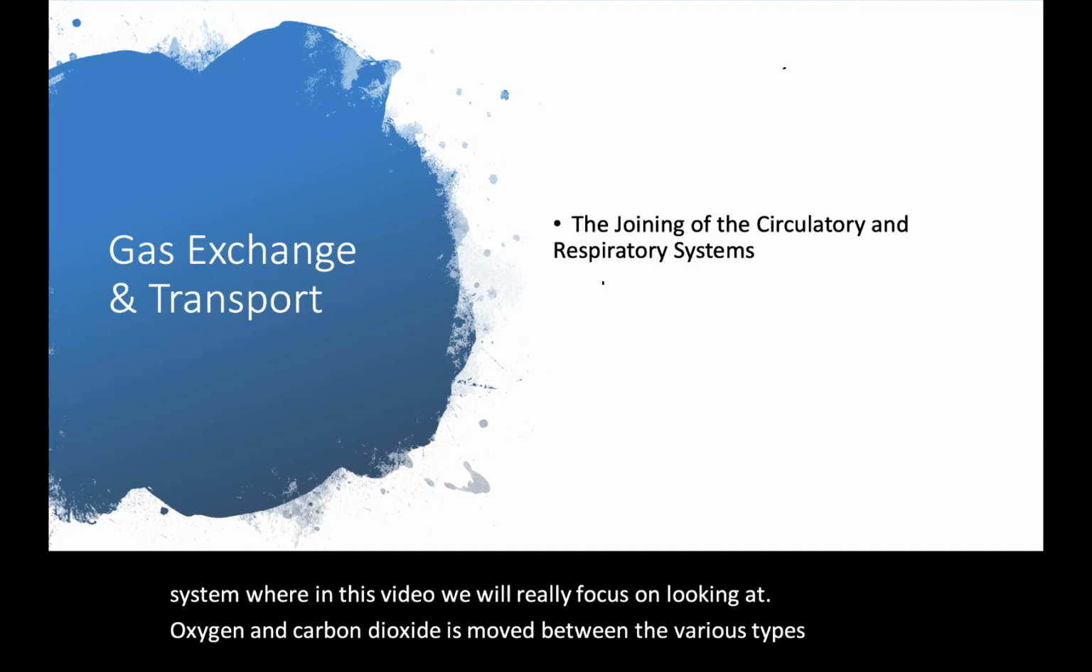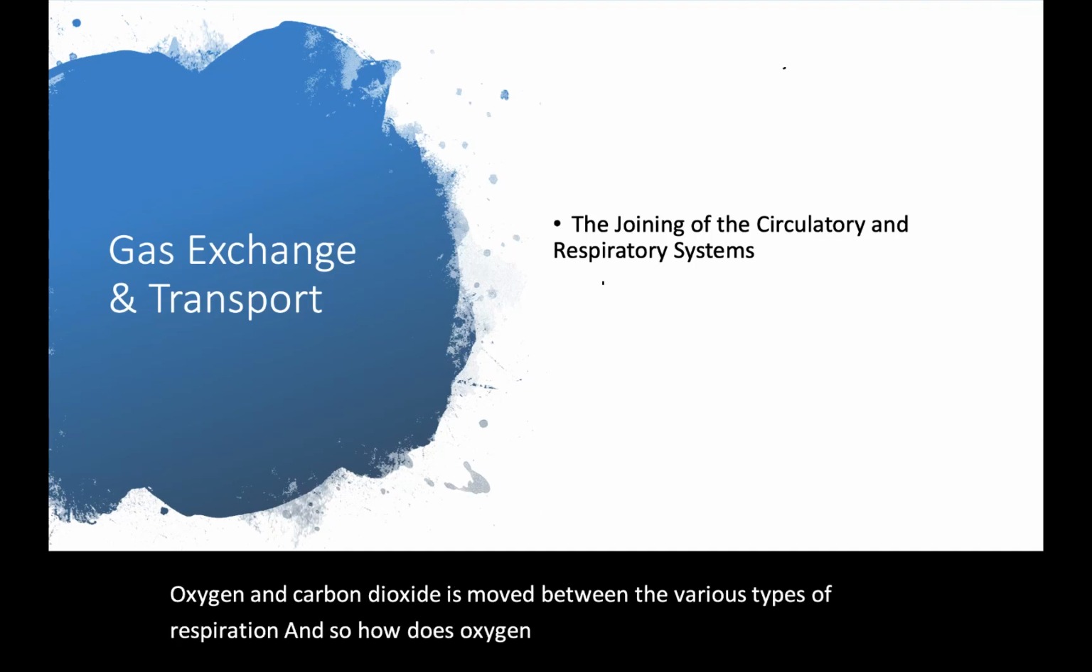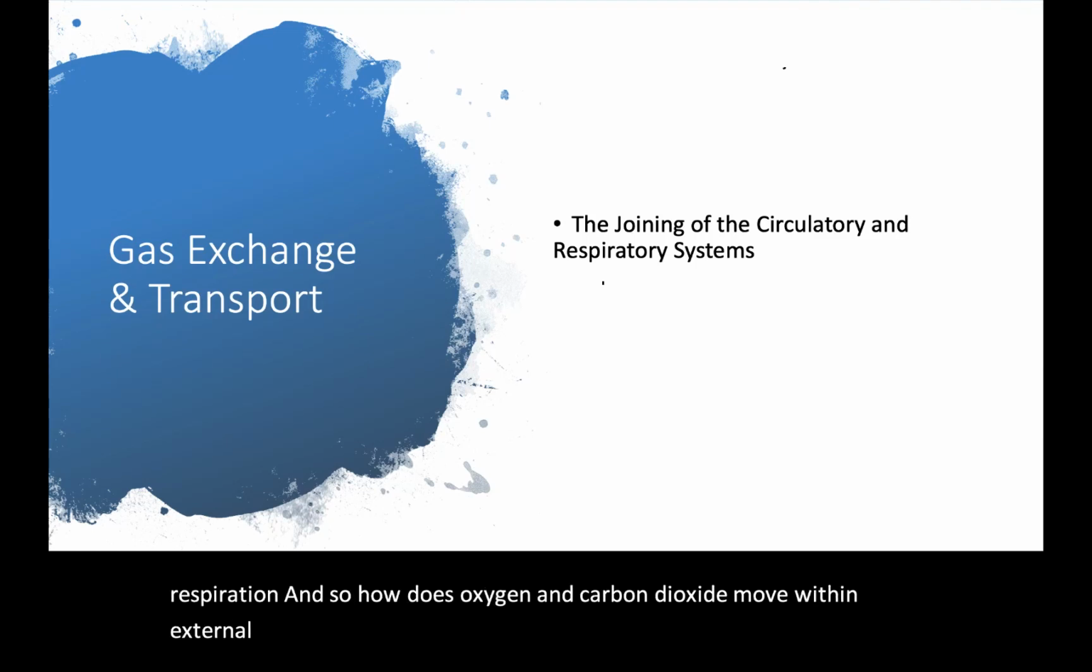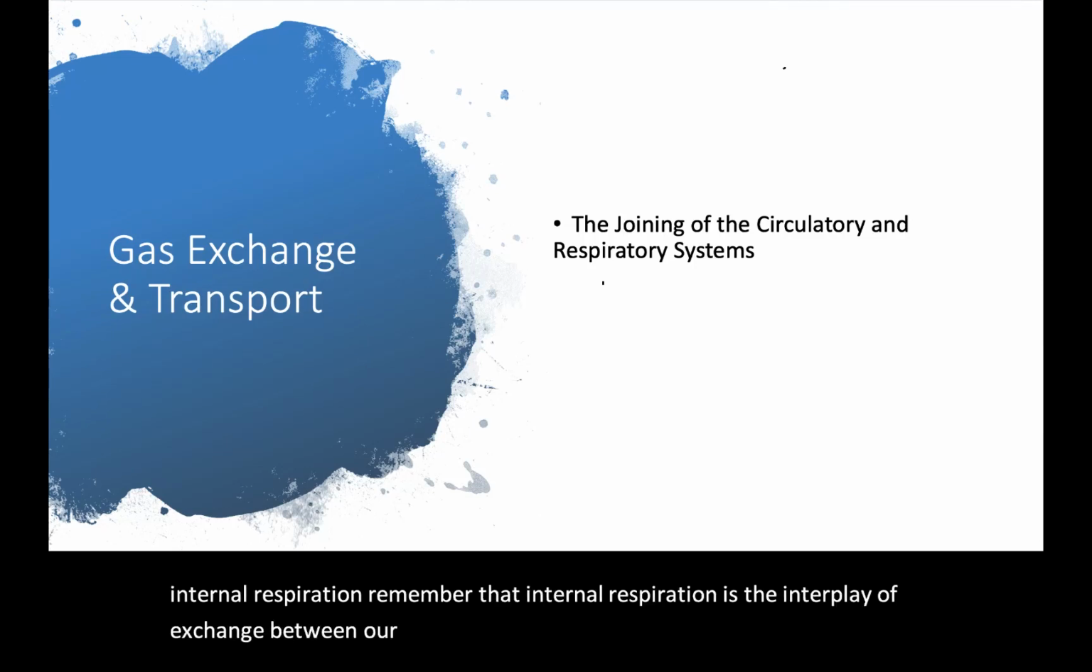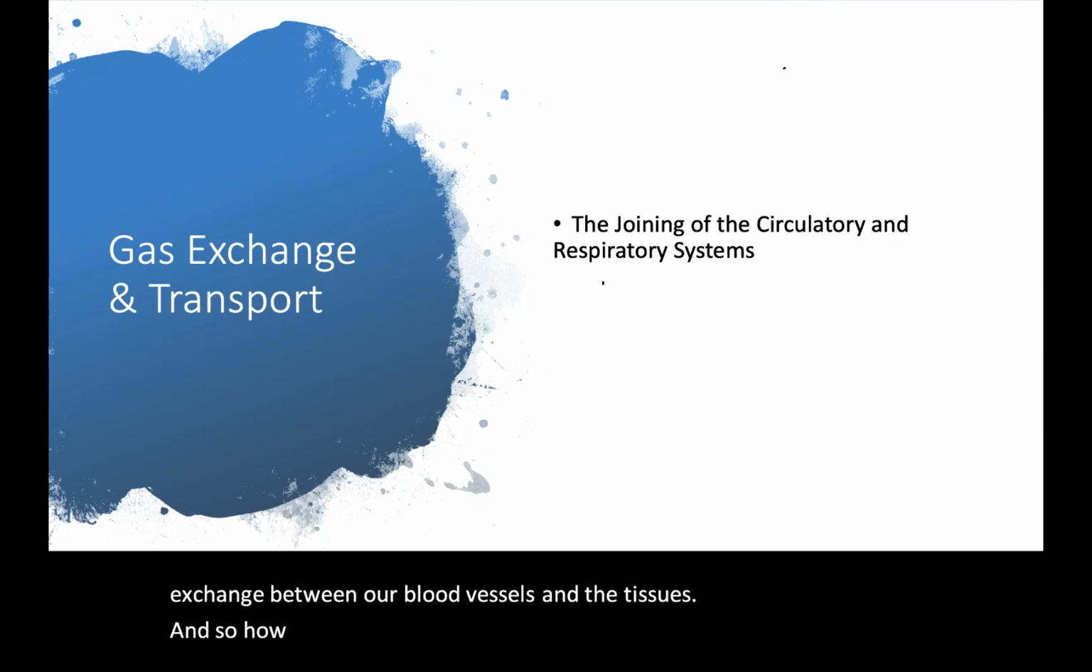And so how does oxygen and carbon dioxide move within external respiration, and how does oxygen and carbon dioxide move within internal respiration? Remember that internal respiration is the interplay of exchange between our blood vessels and the tissues. And so how is oxygen released into the tissues, and how is carbon dioxide moved into the blood vessels?